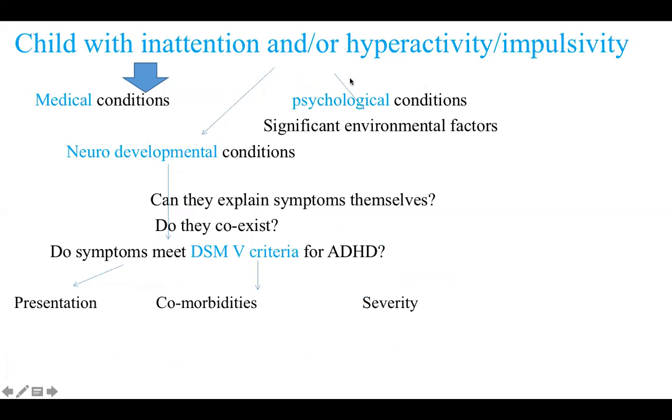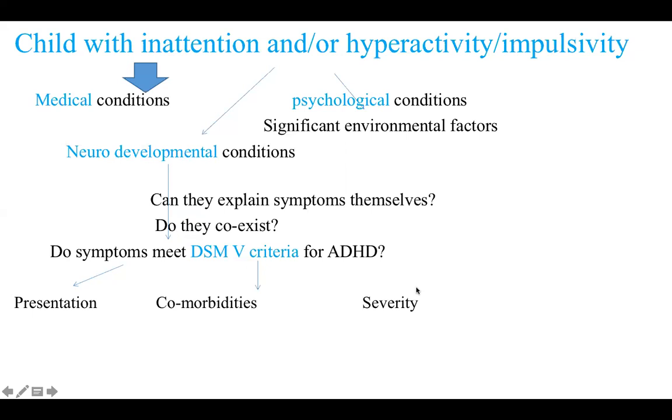So this is like a brief algorithm. When you have a child coming with inattention, hyperactivity or impulsivity symptoms, you rule out any other medical conditions which can mimic it, any other psychological condition which can mimic it, then significant environmental factors, trauma, etc., or whether it is a neurodevelopmental condition itself. Is it autism, or is it a hearing problem or sensory problem? And can these symptoms be explained because of this condition, or are they coexisting? We look at whether the DSM-5 criteria is satisfied, what type of ADHD it is, whether any comorbidities, and what is the severity.